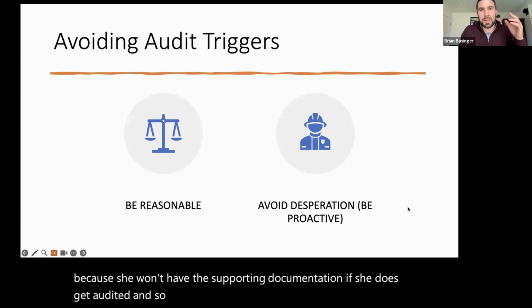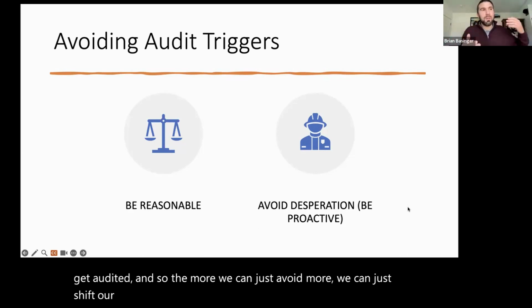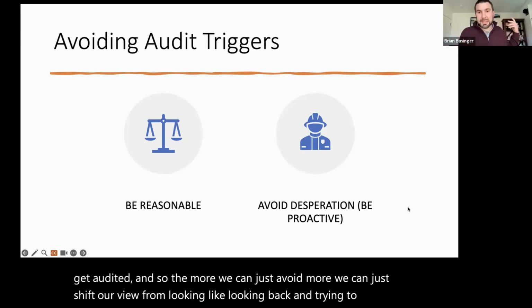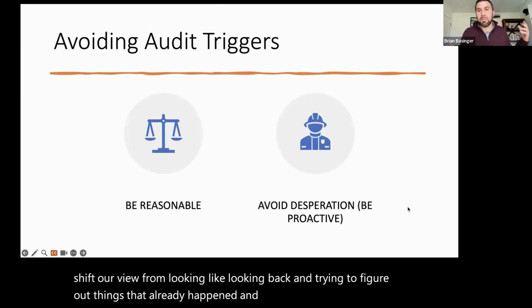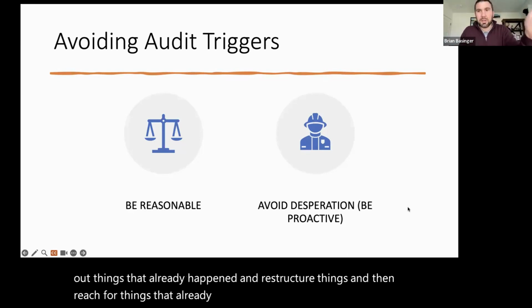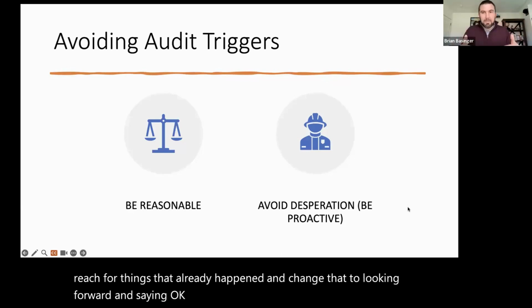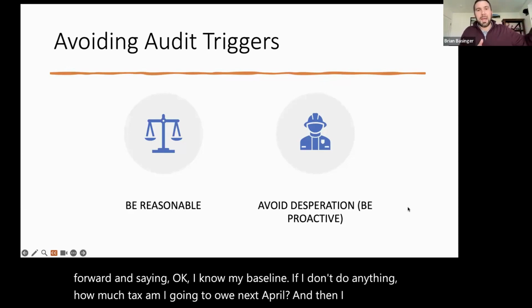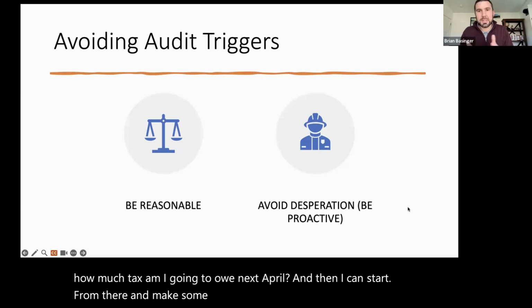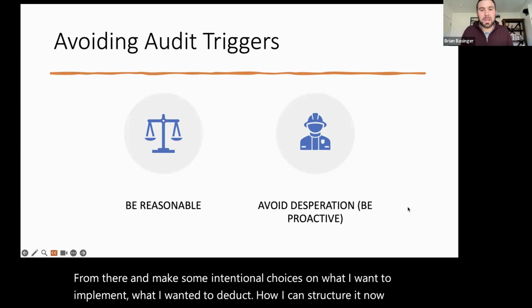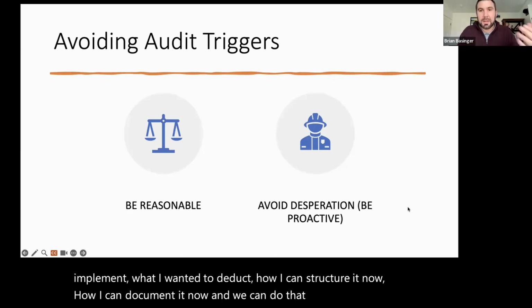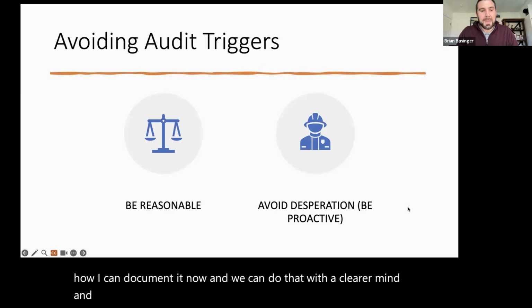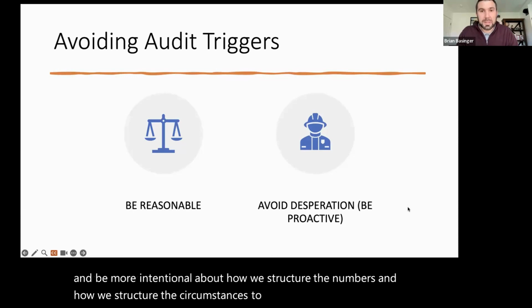And so the more we can shift our view from looking back and trying to figure out things that already happened, and restructure or reach for things that already happened and change them, to looking forward and saying, okay, I know my baseline. If I don't do anything, how much tax am I going to owe next April? And then I can start from there and make some intentional choices on what I want to implement, what I want to deduct, how I can structure it now, how I can document it now. And we can do that with a clearer mind and be more intentional about how we structure the numbers and how we structure the circumstances to avoid putting ourselves in a bad spot.